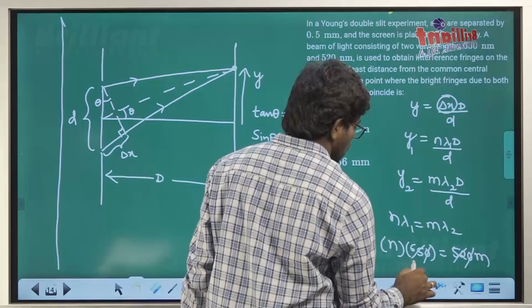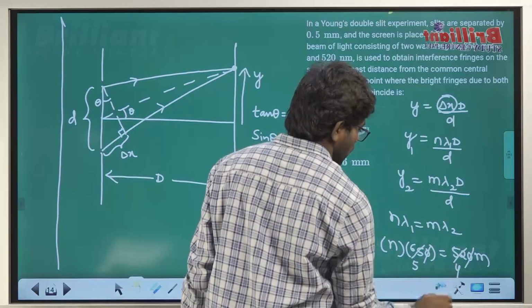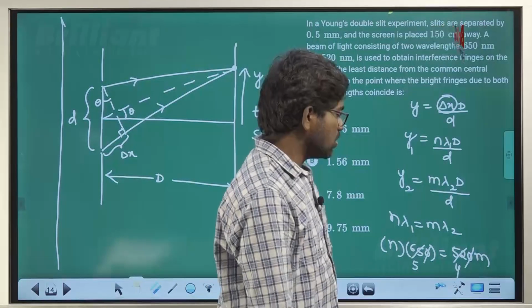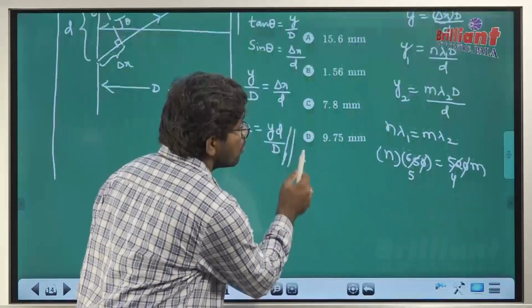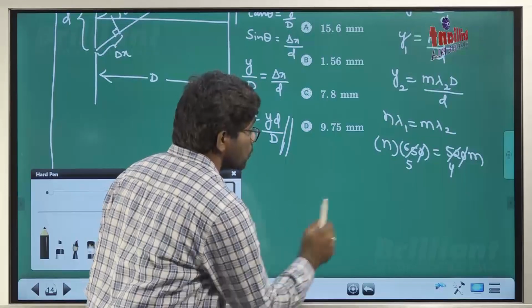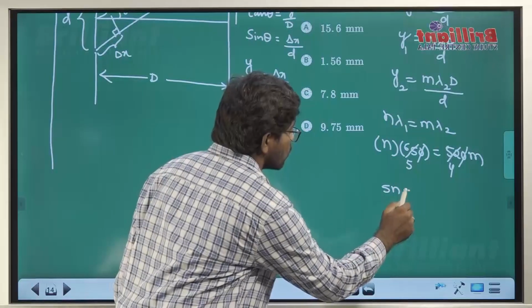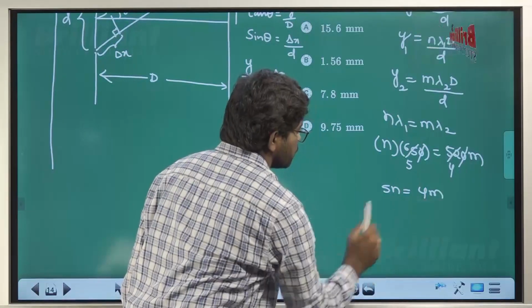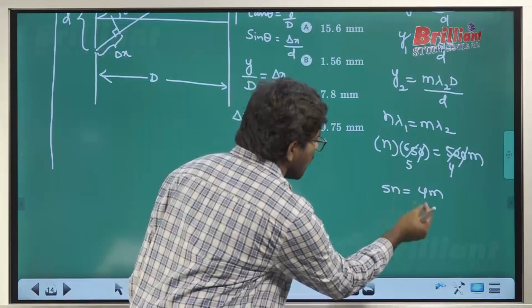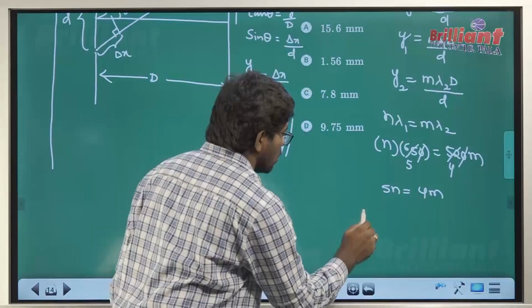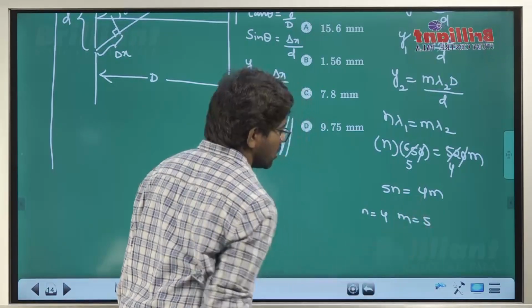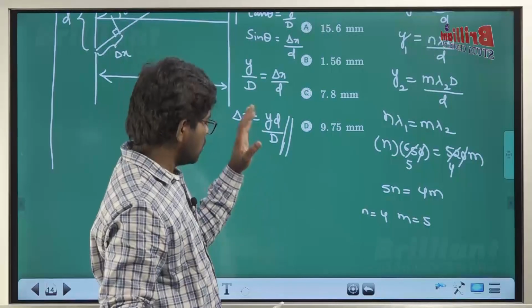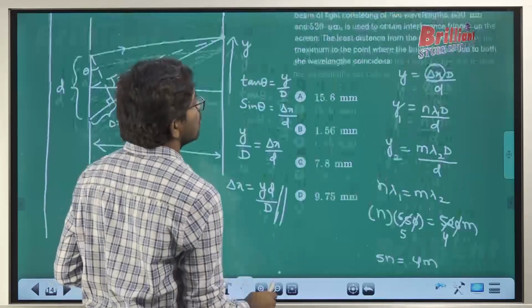So 13 5, 13 52, 13 54. From this what do you obtain? 5n equals 4m. What is the minimum value of n and m here? n should be equal to 4, m should be equal to 5. That's the least values, right? They are asking for the minimum.